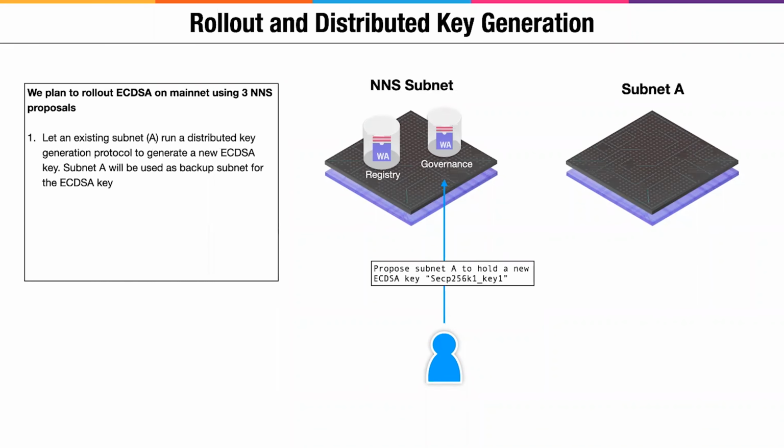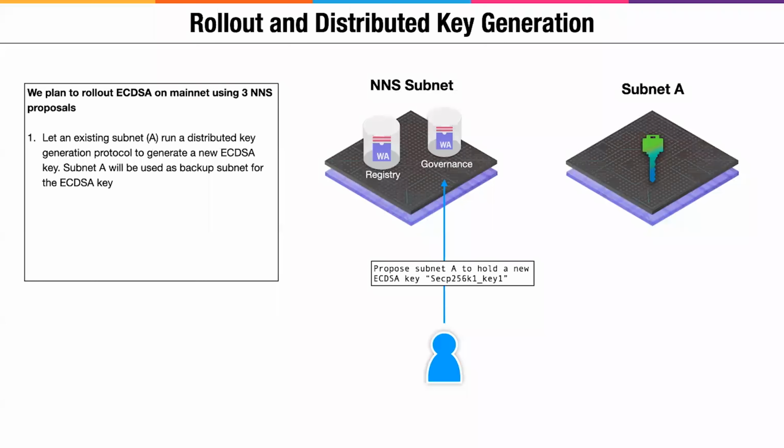So we make a new NNS proposal proposing that the subnet A here on the right should hold a new ECDSA key. Let's call it sec P256K1, key number 1. Actually, this is a simplification of the reference of the identification scheme for keys. In practice, how we implement it is that we have 2 parts for a key identifier. The first part being a variant expressing the curve the key is on or the operations are done on, and the second is an identifier like key 1 here.